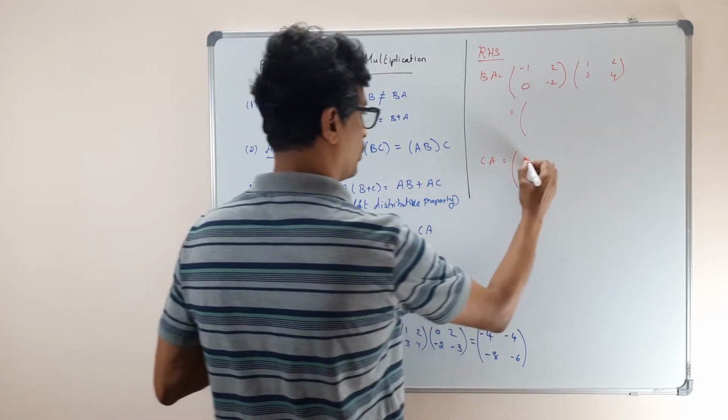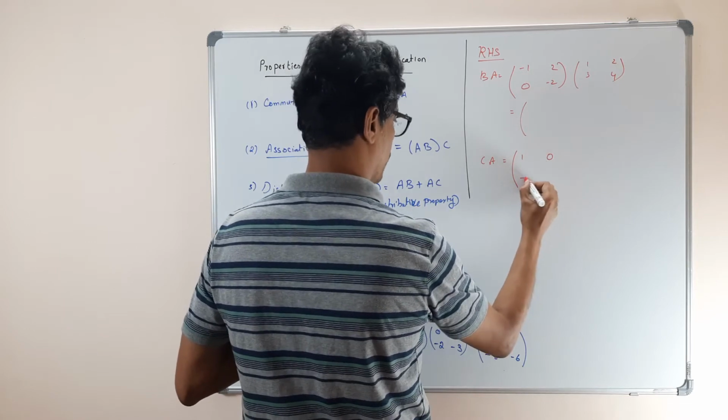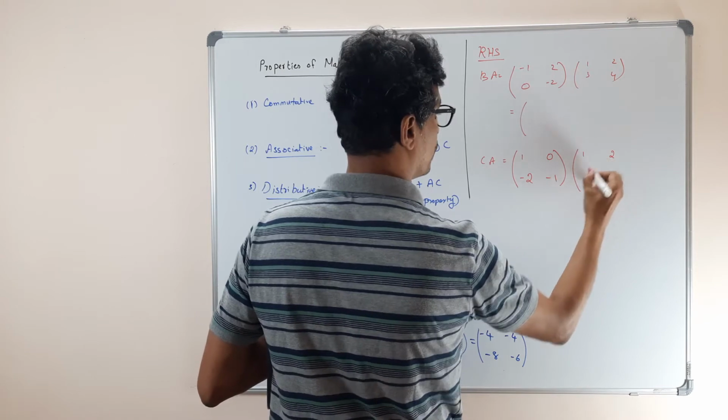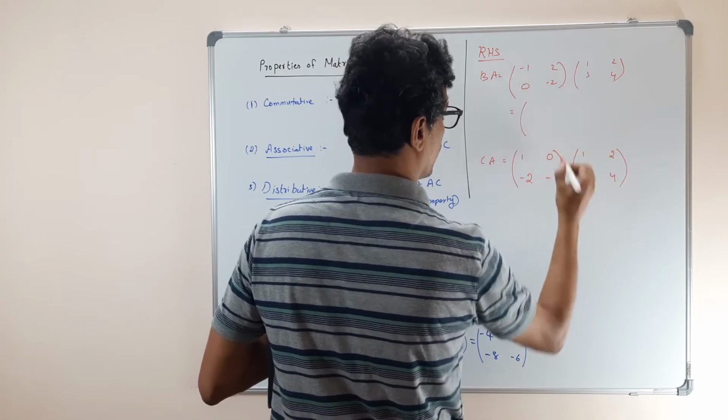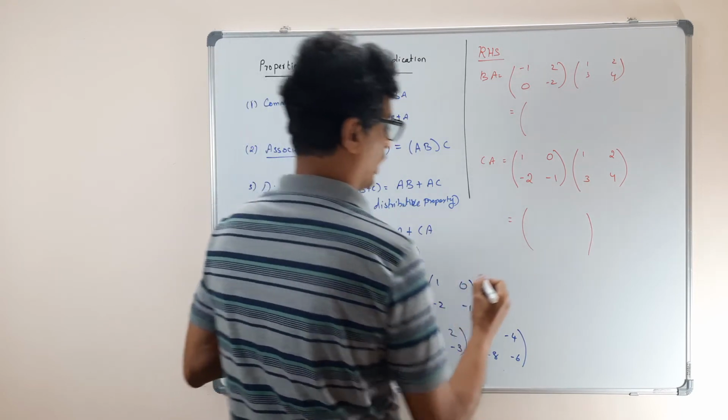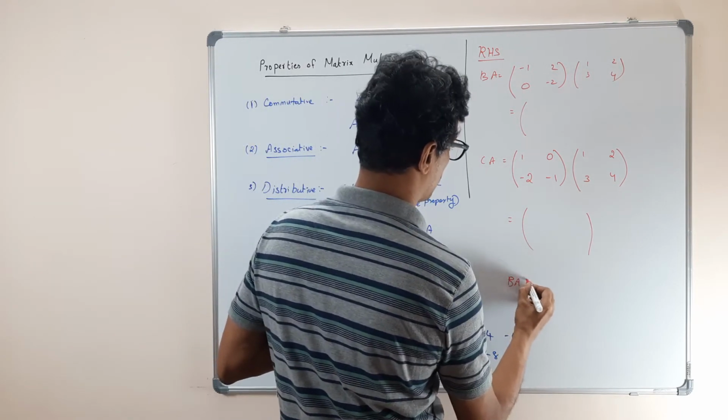C will be what? 1, 0, minus 2, minus 1, and A will be 1, 2, 3, 4. And tell me about this also. And then we will add up BA plus CA.